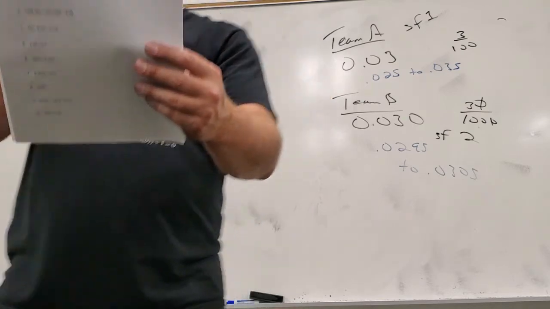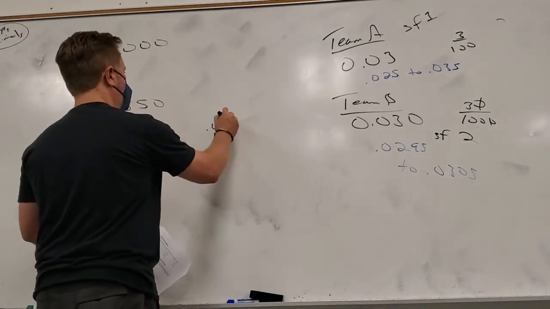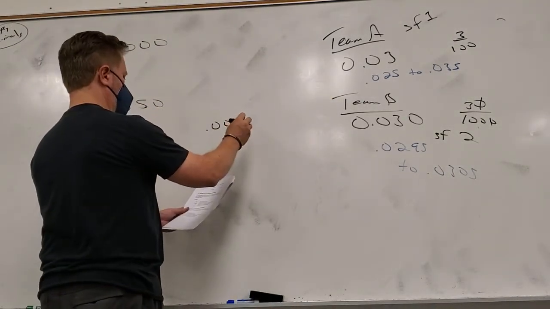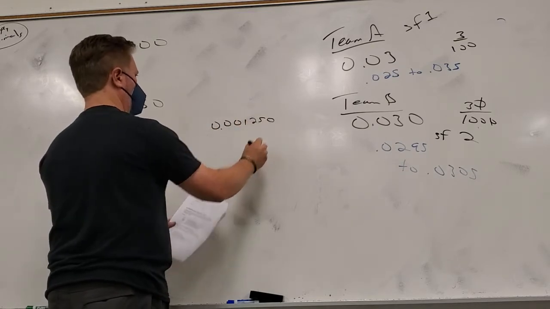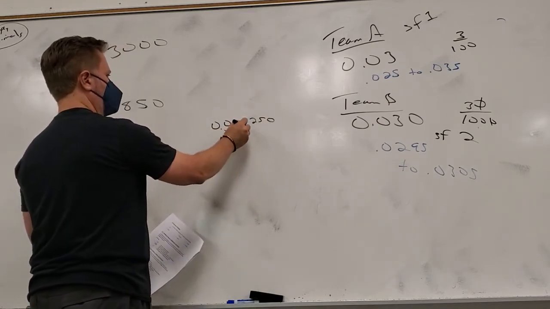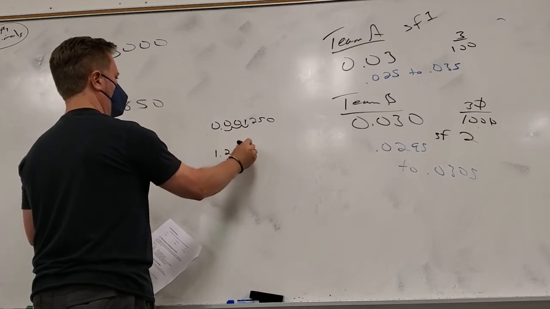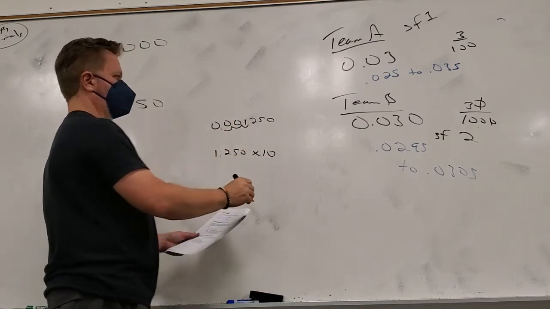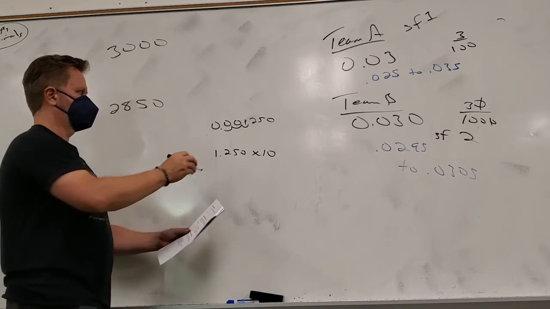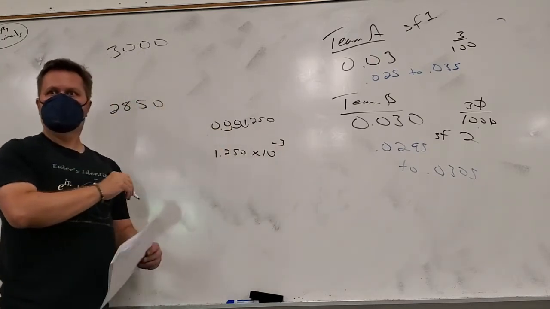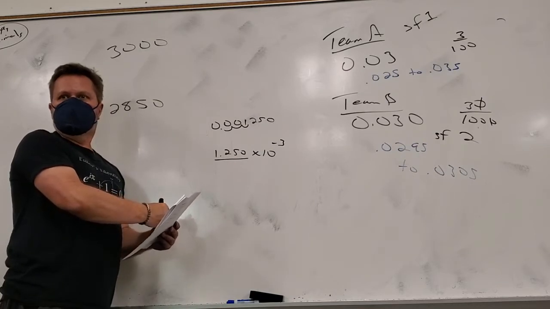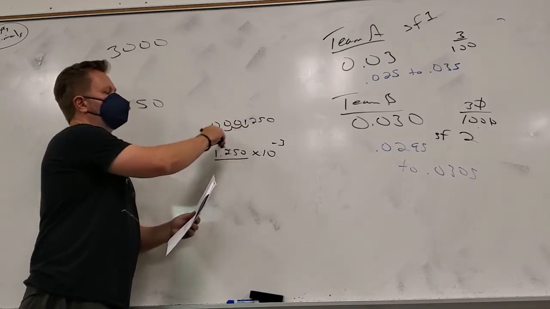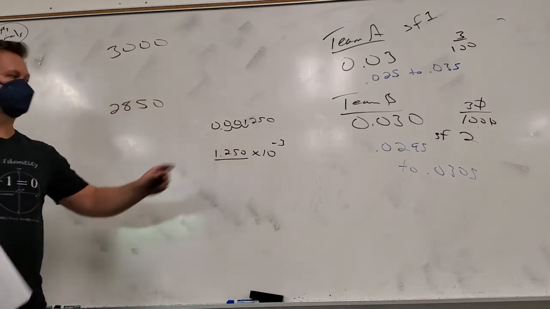If I wrote that in scientific notation, what would it look like? 1.2 times 10 to the negative 3, right? That has 4 sig figs. These are what your teachers focus on a little too much. They're just placeholders.